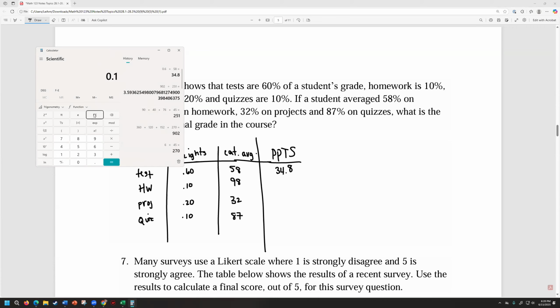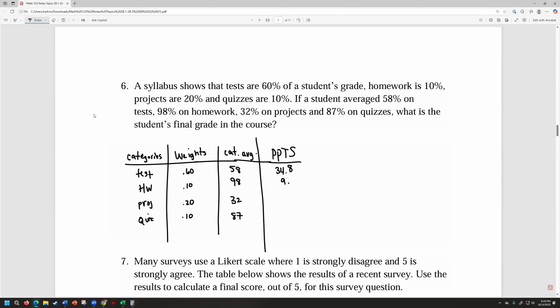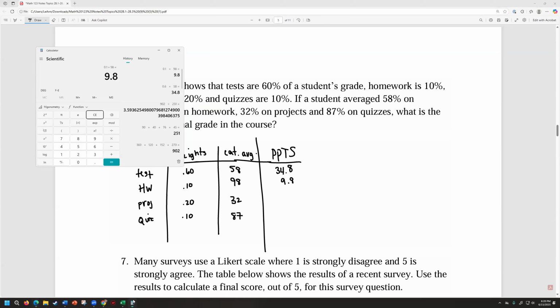And then 0.10 times 98. So they had a possibility of earning 10 percentage values towards their final grade. So out of 10 possible total points towards that final grade, they earned 9.8 because they got a good average on this. So that's good. Not much they could have done to improve that category.